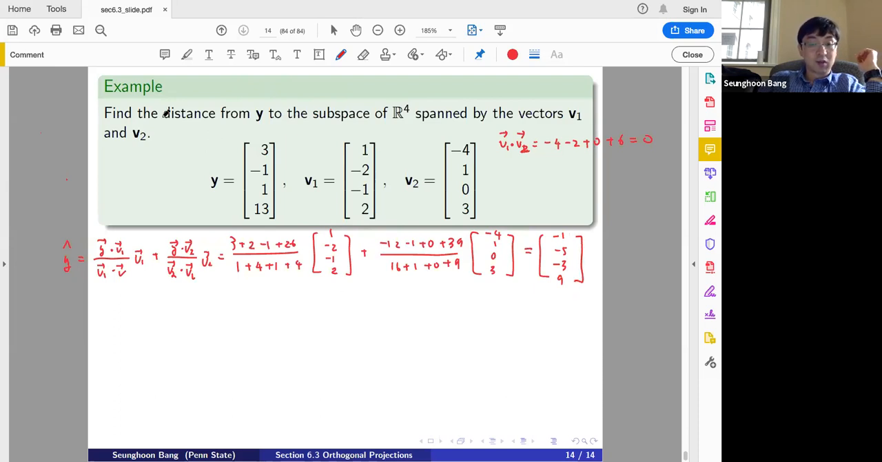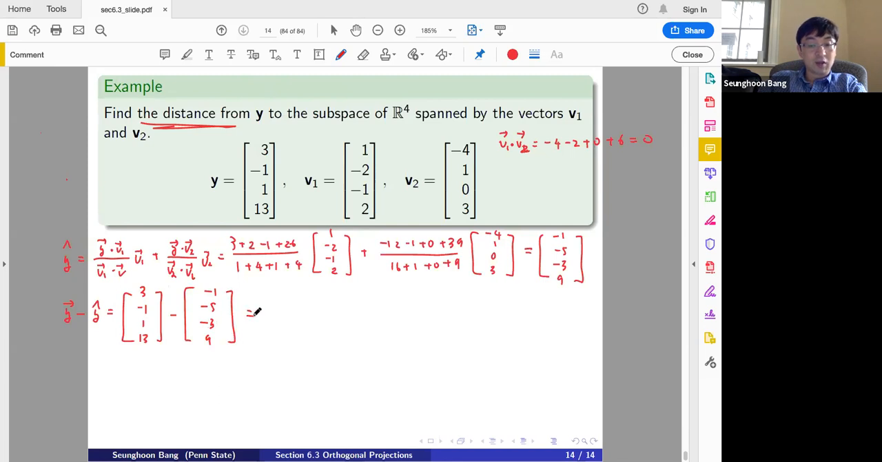The next task: you can find the distance from Y to the subspace. So what does it mean? You need to calculate vector Z. Vector Z is vector Y minus the projection Y hat. The vector Y is here: 3, minus 1, 1, 13. Minus Y hat. The Y hat is here: -1, -5, -3, 9.